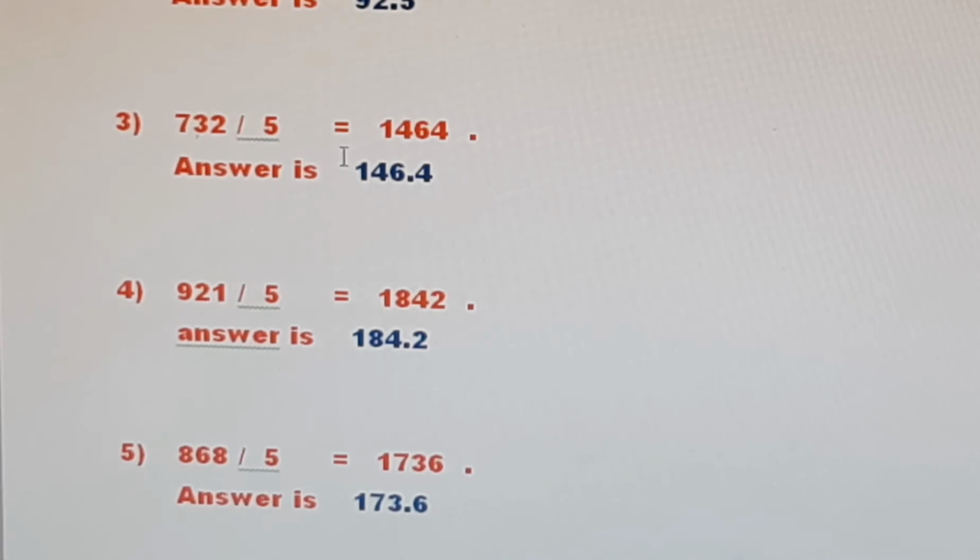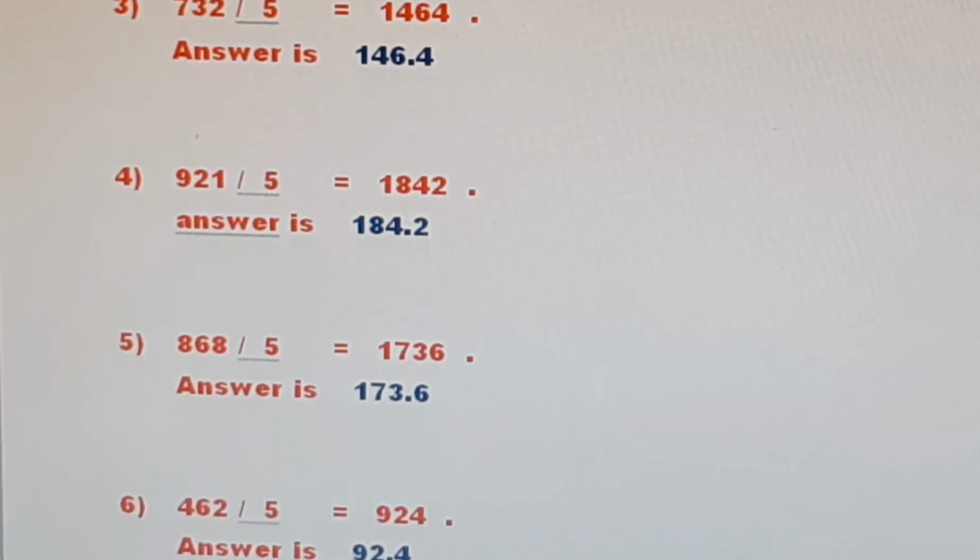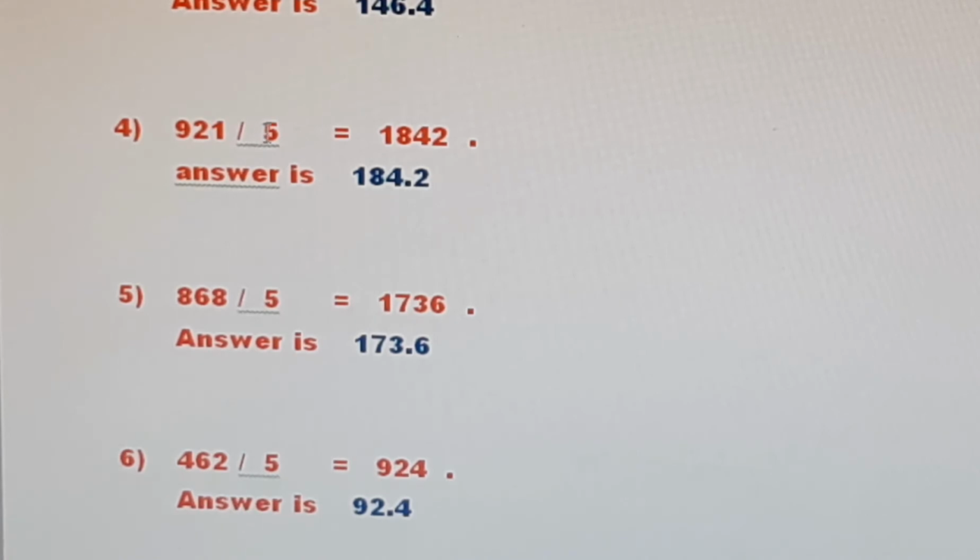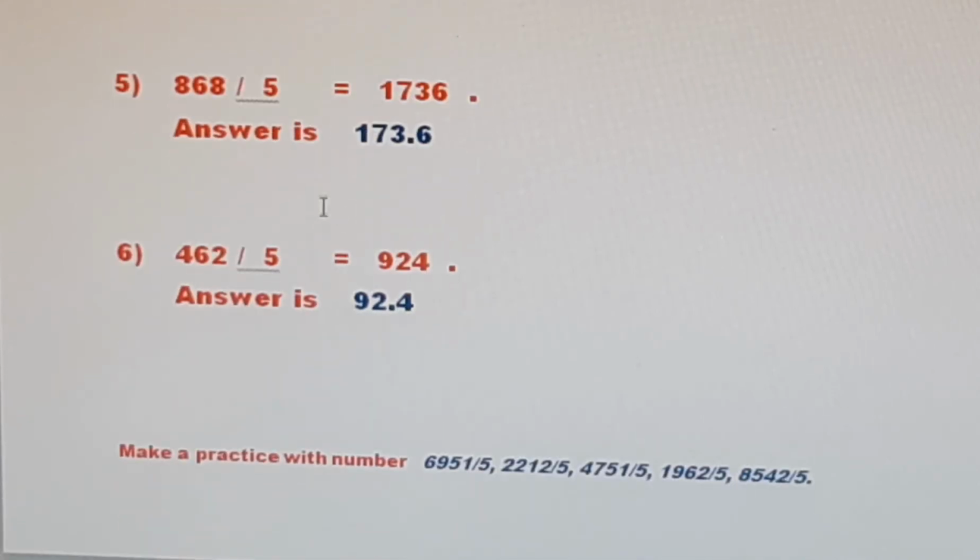732 divided by 5. Double the figure. Double of 2 is 4. Double of 3 is 6. And double of 7 is 14. So your answer will be 146.4. Then we will go to 921 divided by 5. Double of 1 is 2. Double of 2 is 4. And double of 9 is 18. 184.2 is your answer. Now, two further examples are there.